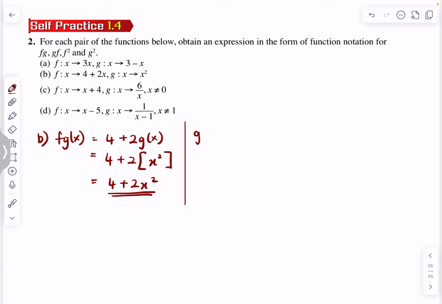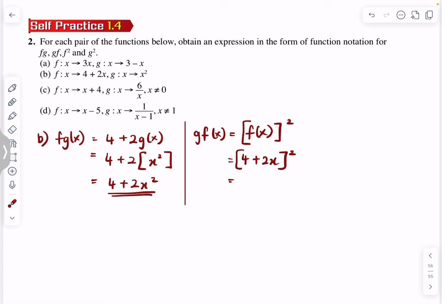Next, gf(x). So if g(x) is x squared, g(y) is y squared, g(z) is z squared, gf(x) would be f(x) squared. We know f(x) is this, so we sub this into the bracket. So (4 plus 2x) squared. Then this one we expand.